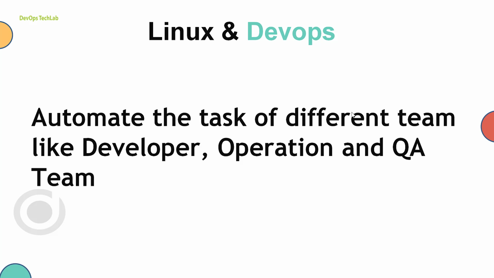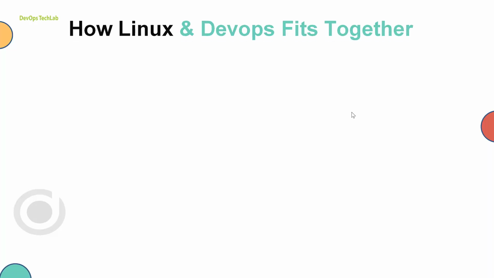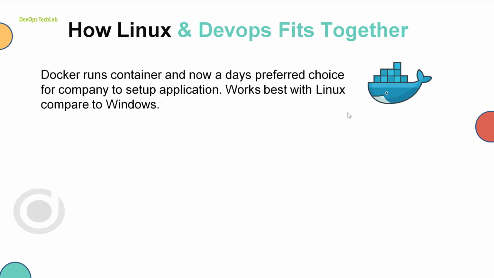So coming back to the point, now how do Linux and DevOps fit together? Main reason is Linux and DevOps both work on a common agenda, that is scalability, which is used in fast software delivery. To exemplify, let's talk about a few DevOps tools. Docker. Docker is a containerized application. Initially, companies used to use virtualization for deploying applications, but nowadays, Docker is a preferred choice for them as it is very lightweight. Also, Docker supports in a better way in Linux as compared to Windows.